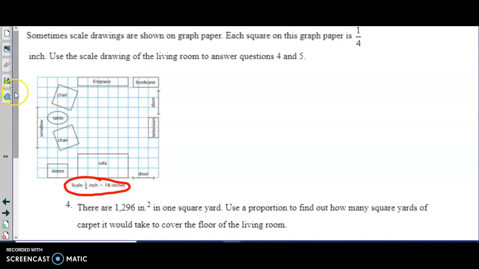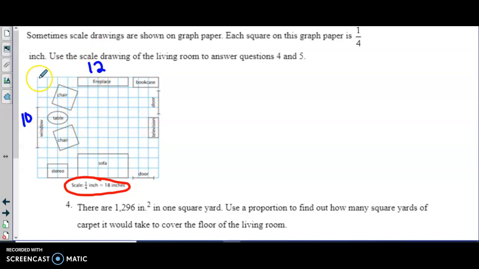The first thing I need to figure out is the size of this living room in my scale drawing. So I'm going to count the units. 1, 2, 3, 4, 5, 6, 7, 8, 9, 10. It's 10 units this way. And then I'm going to count this way. Well, I'll just do the top because there's more room. 1, 2, 3, 4, 5, 6, 7, 8, 9, 10, 11, 12. So in my scale, this is a 10 by 12.